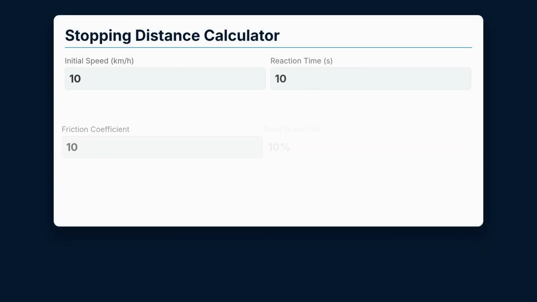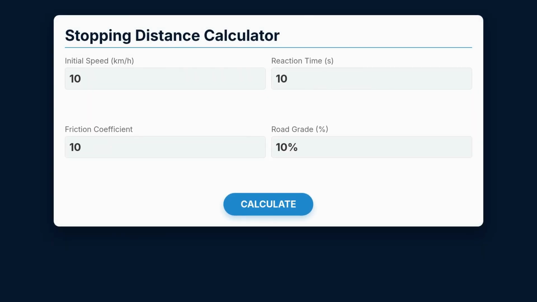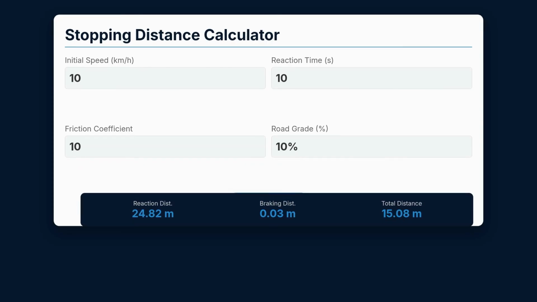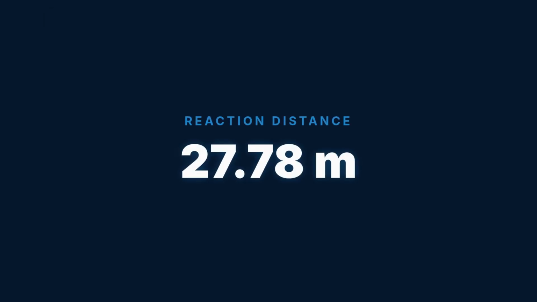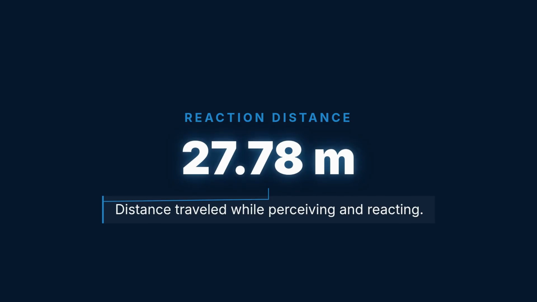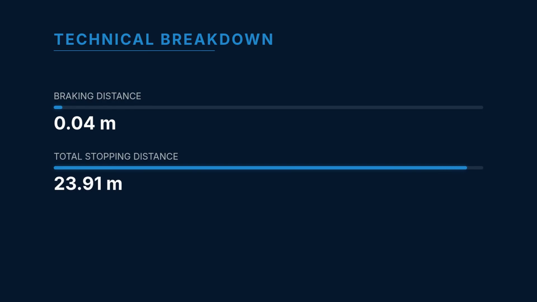Here's our example calculation. With an initial speed of 10 kilometers per hour, a reaction time of 10 seconds, a friction coefficient of 10, and a road grade of 10%, we get these results. The reaction distance is 27.78 meters, the distance traveled while perceiving and reacting. The braking distance is 0.04 meters, the distance needed to physically stop. The total stopping distance combines both at 27.82 meters.